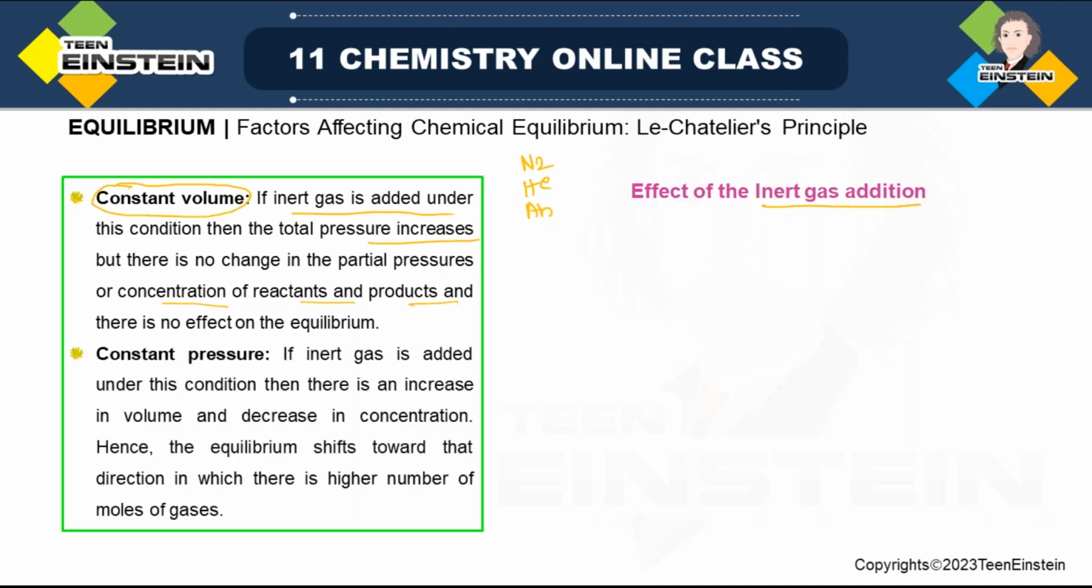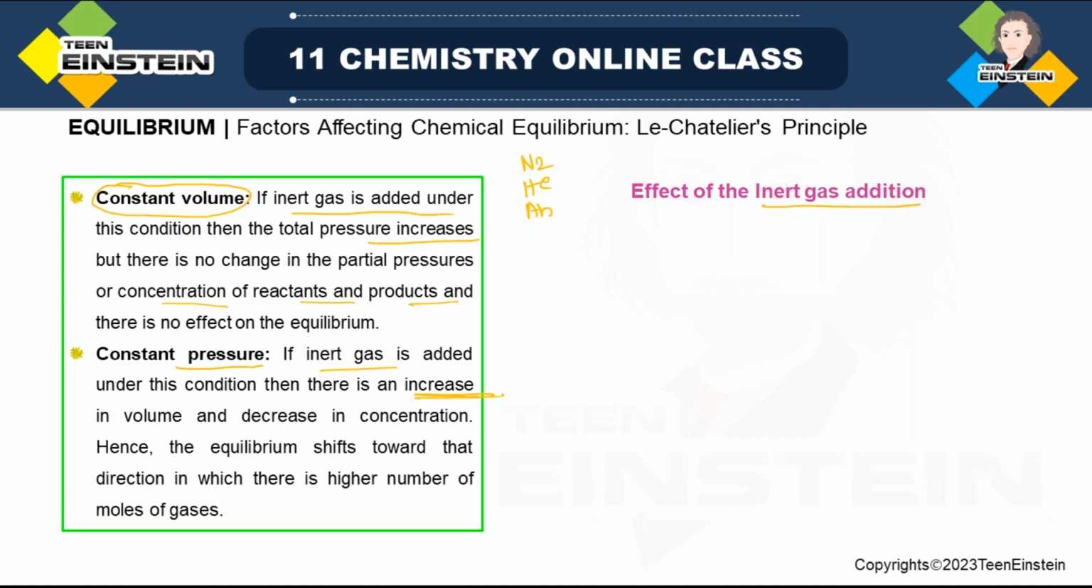But if it is constant pressure, now we have to check, depending on the type of reaction, there will be an effect or there may not be any effect. So when inert gas is added under this condition, where you are maintaining constant pressure, obviously volume will increase. You are adding extra gas, so there will be an increase in volume. And when volume is increased, the system will prefer that direction where the number of moles is high.